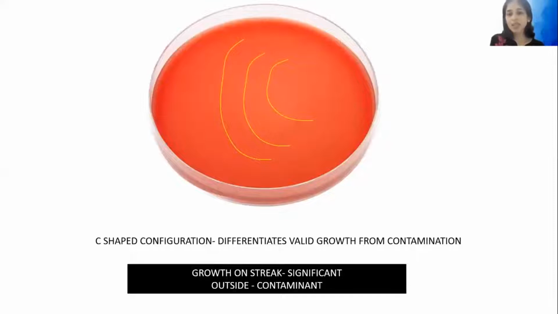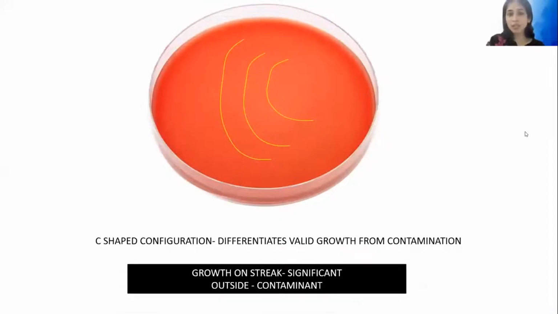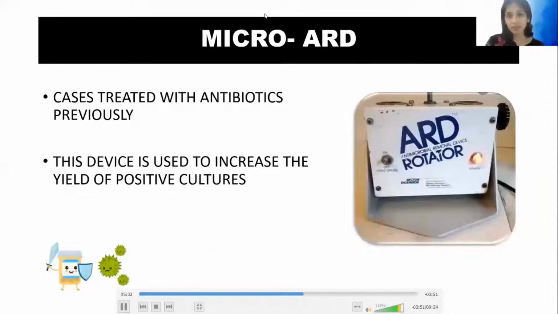It differentiates valid growth from contamination. So if the growth is on the streak, that means it is significant. If the growth is outside, that means it's a contaminant. There is something called as MicroARD. It is an antimicrobial removal device.